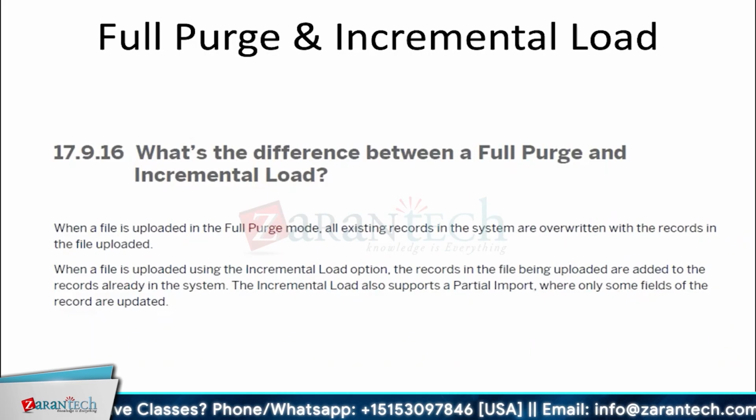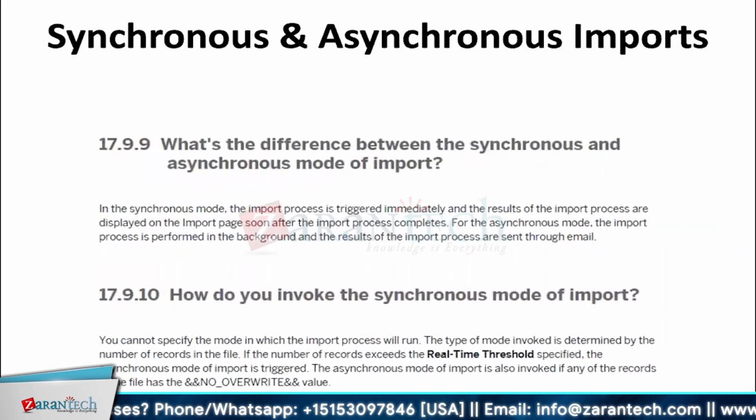Then we have synchronous and asynchronous imports, which come down to the real-time threshold. If the number of records is less than or equal to 10, it goes as a real-time import, that is synchronous. If the import has more than 10 records, it goes as a background import, and that is what we call asynchronous. So we have synchronous and asynchronous with their respective purposes, and the real-time threshold is what activates the asynchronous behavior.